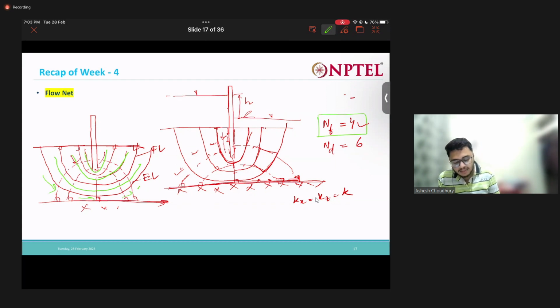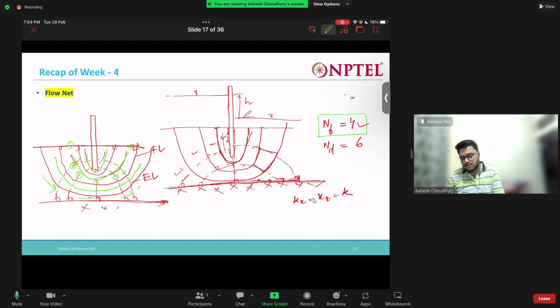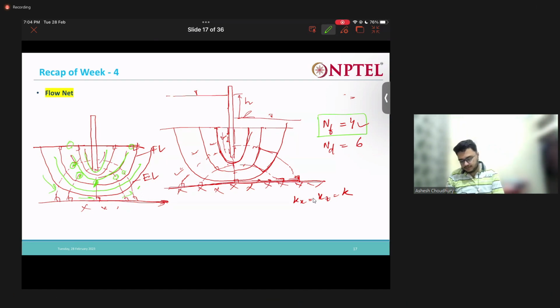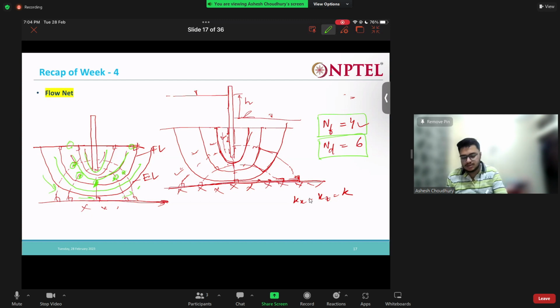Now the second thing is how the number of drops is 6. Here to here is one drop, here to here second drop, third drop, fourth drop, fifth drop, and here to here again the sixth drop. So that's how we are getting the total number of drops as 6. So we get the number of flow channels as 4 and the total number of drops as 6.